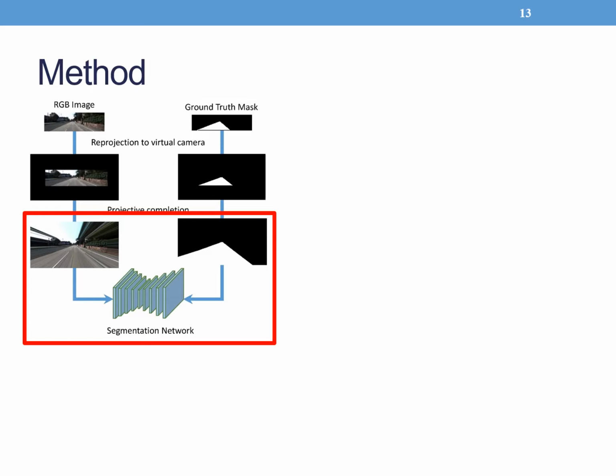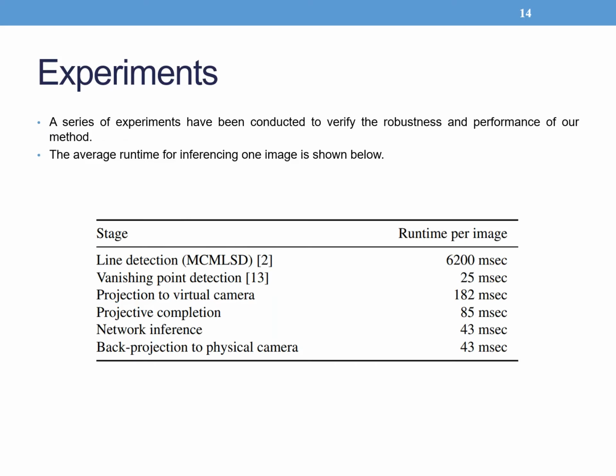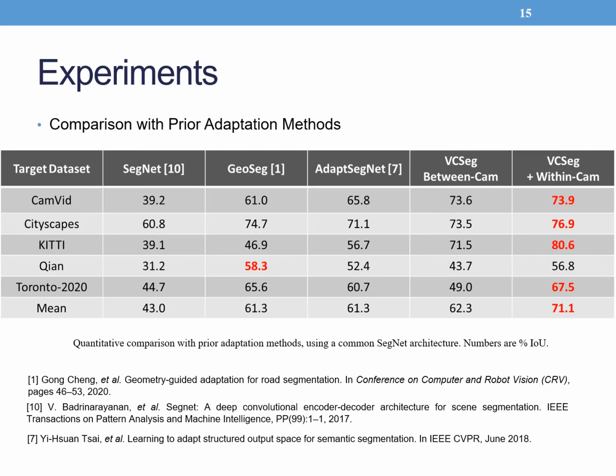We also try to integrate our projected images with a geometry-driven adaptation method proposed by GeoSeg. A series of experiments have been conducted to verify the robustness and the performance of our method. The average runtime for inferencing one image is shown below. The table below shows the quantitative IoU comparison between our VCSegnet and the prior adaptation methods, all on a common SegNet architecture.